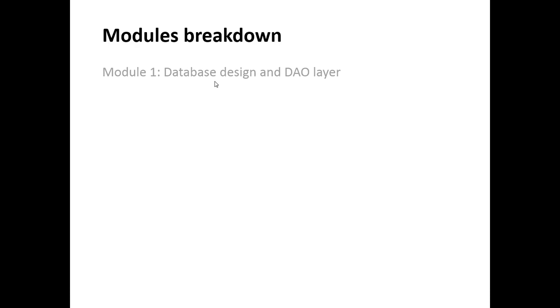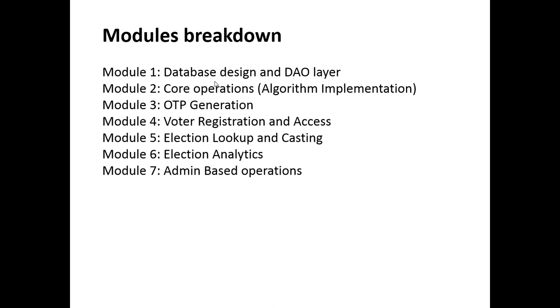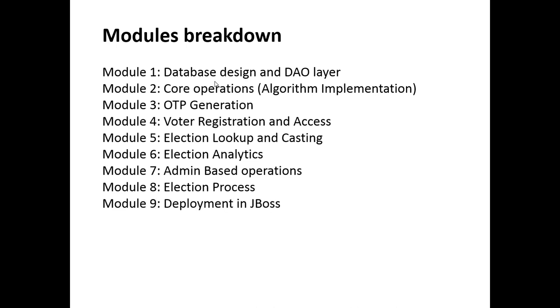Now if you can see the module wise breakdown, our entire project can be divided into 9 major modules, the first one being the database design and DAO layer. We will decide how many tables we need for our project and how many columns we need for each table. That is the database design. And also we will be developing the DAO layer, which is a service layer written in Java. This service layer will be providing the database access to the outside world.